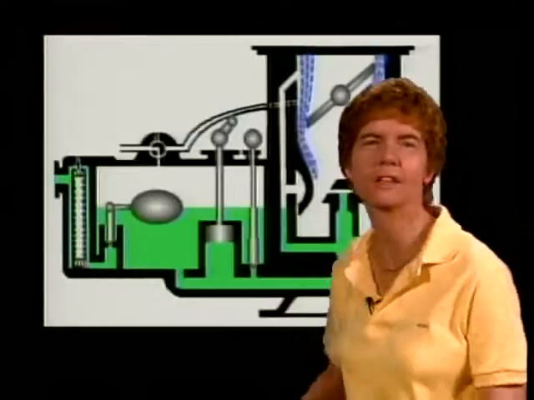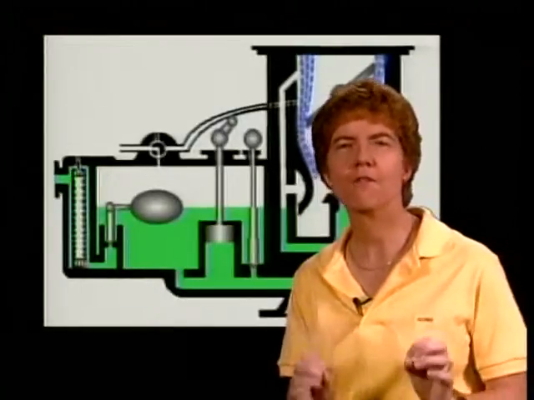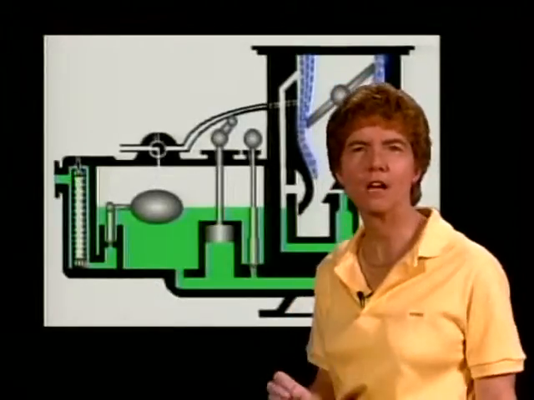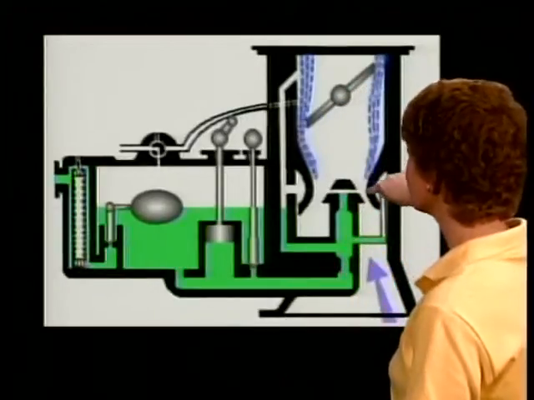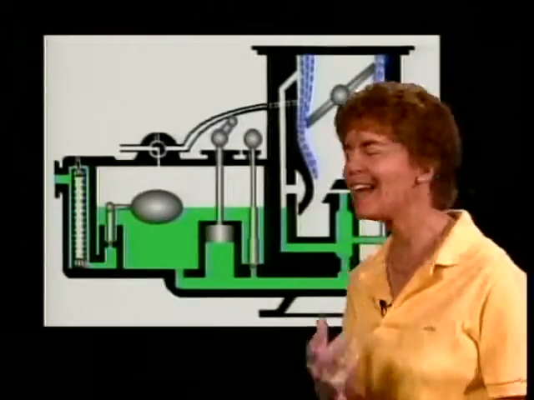So the operating principle of a float-type carburetor like this is based on an air pressure difference, a difference in the air pressure between the venturi throat, the narrow spot here, and the air inlet on the carburetor.